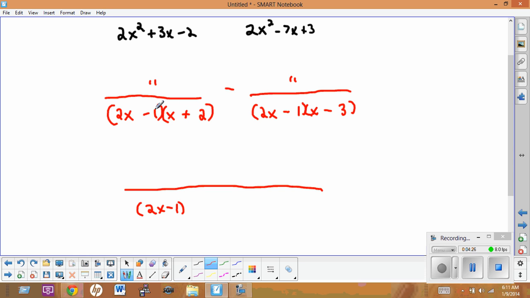The question is, what power? I have 1 here and I have 2x to the first power here. Since the powers are the same, I'm just going to take the first power. I have an x plus 2 and none over here, but that's still part of my denominator. So let's go ahead and write x plus 2.